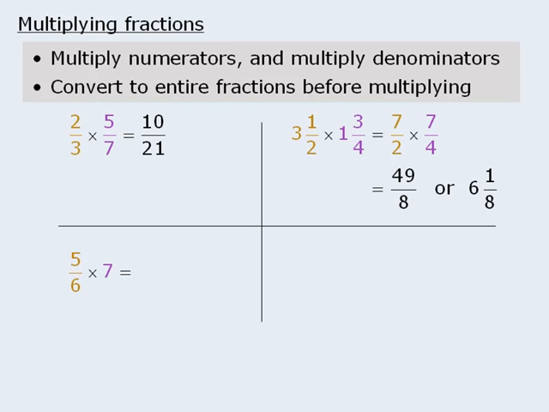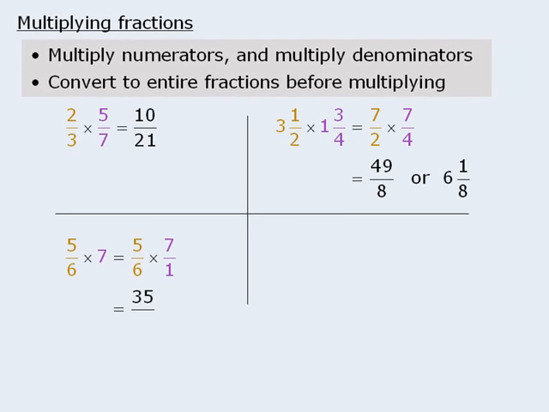To find this next product, notice that we can first rewrite 7 as the fraction 7/1. And then when we multiply the numerators, we get 35, and when we multiply the denominators, we get 6. So 5/6 times 7 is equal to 35/6, and if we want, we can convert this to the mixed number 5 and 5/6. Finally, to multiply these three fractions, the rules remain the same. When we multiply all three numerators, we get 21, and when we multiply all three denominators, we get 100. So the product here is 21/100.